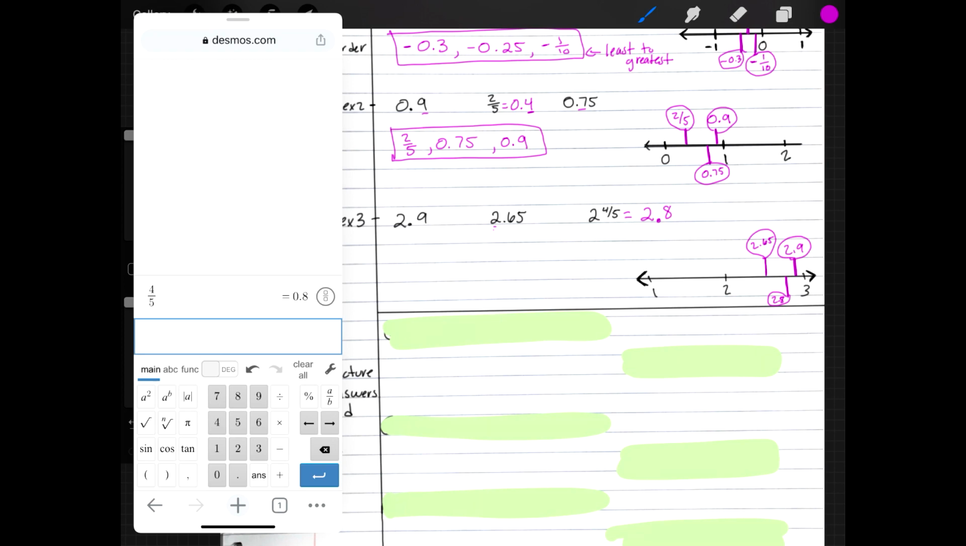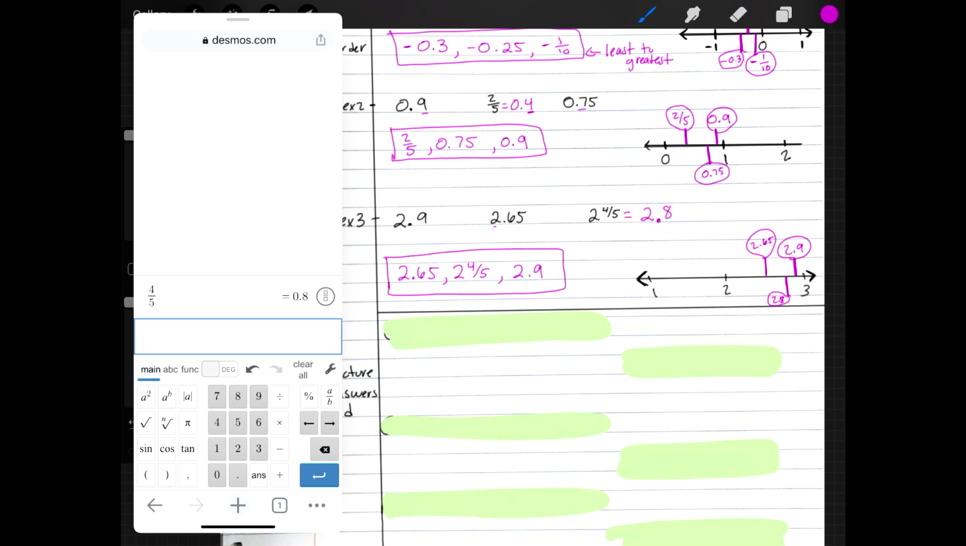Okay, and so now we see the least number is 2.65. The middle number is going to be 2 4/5. And then the greatest number that we have in this set is 2.9.